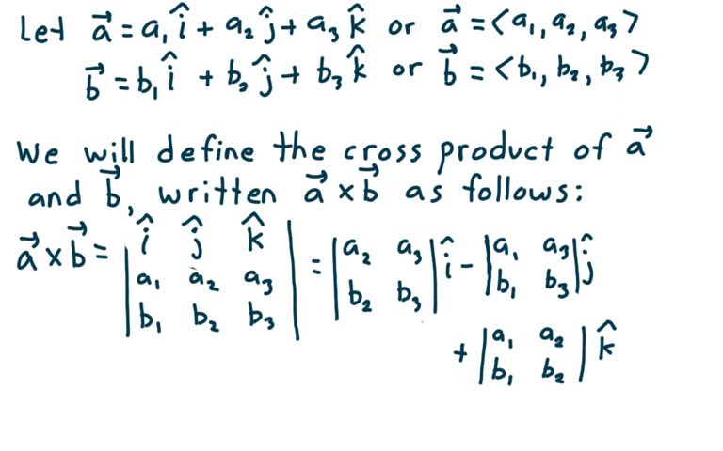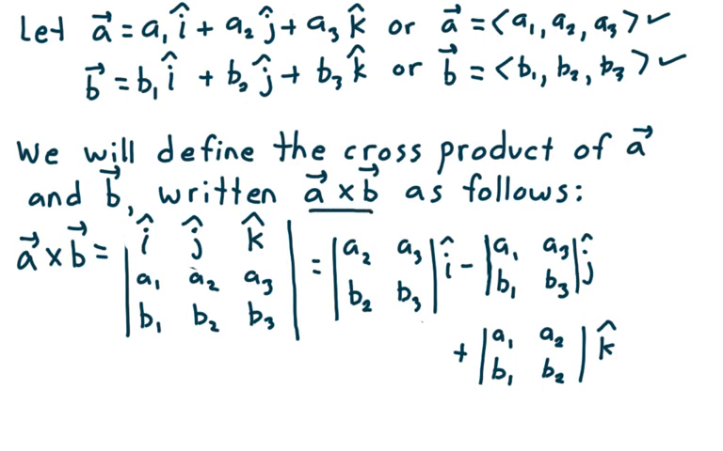Now, let A equal the vector A1i plus A2j plus A3k. Or you can call A, A1, A2, A3. And then B is the vector B1i plus B2j plus B3k. Or you can call it B1, B2, B3. We will define the cross product of A and B, written A cross B, as follows.